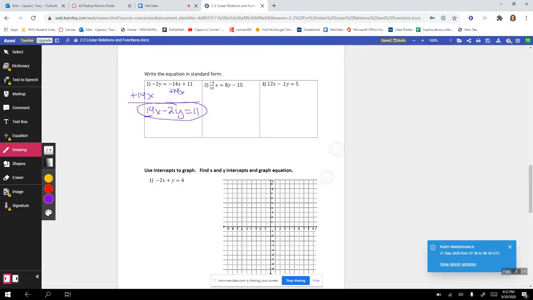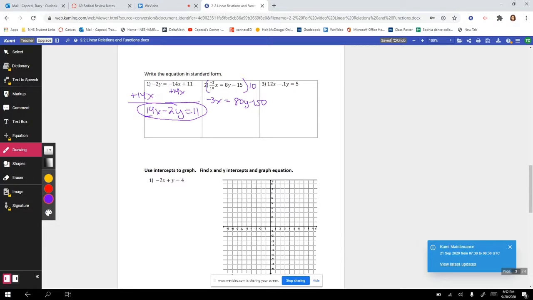I have negative 3 over 10x is equal to 8y minus 15. Now, I know that I'm not supposed to have a fraction. So my first thing is, what can I do to get rid of that fraction? Well, that denominator 10, that's an issue. So I'm going to multiply by 10, and I get negative 3x is equal to 80y minus 150. And I have to go from there.